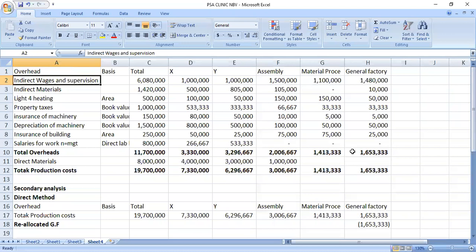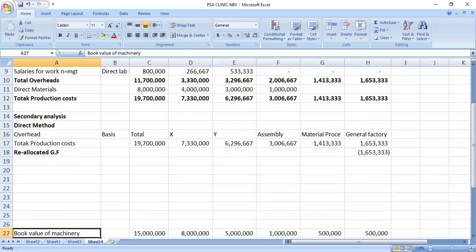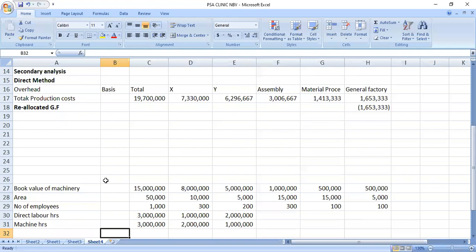Okay. Let me check the question and see it in full. It's called general factory support. General factory support. So what would be our best basis? Kindly share your ideas still. Personally, I think for general factory support, in my opinion, it is labor hours. General factory support. I don't know what others think.